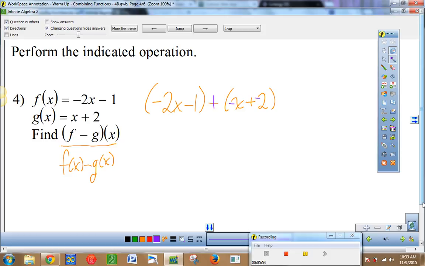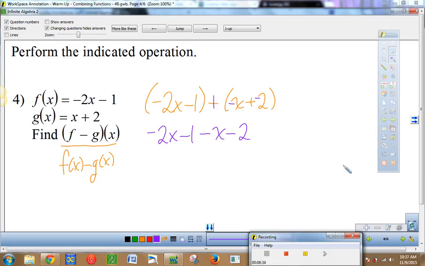If you want to rewrite it with the same signs, if you need to add that step in so you can see, you can. If you want to jump right to the answer, that's fine. Alright. So what do I do? If you combine these guys, you're going to get negative 3x. And if you combine these guys, you're going to get negative 3.